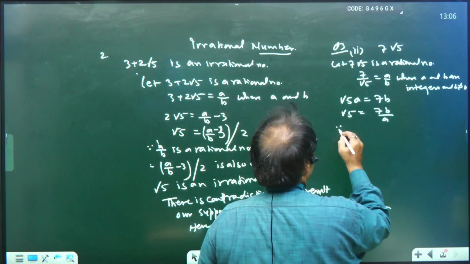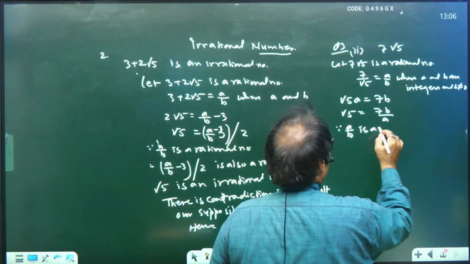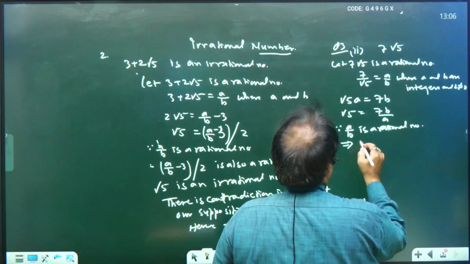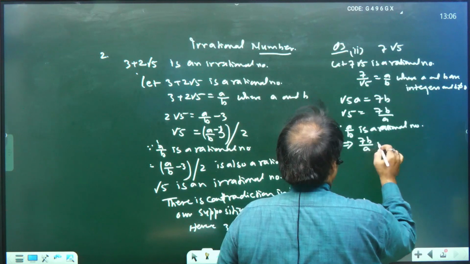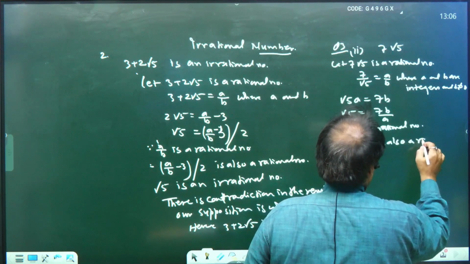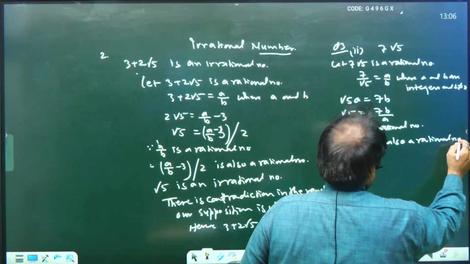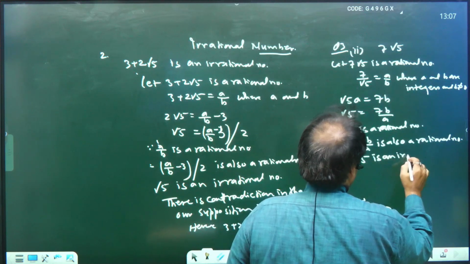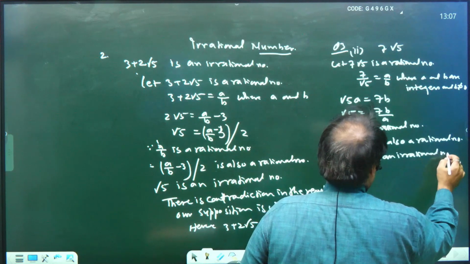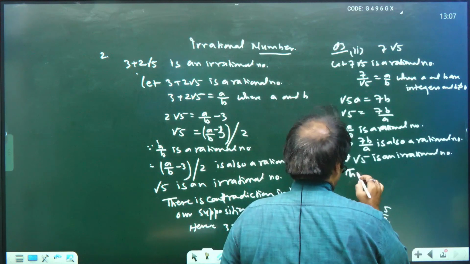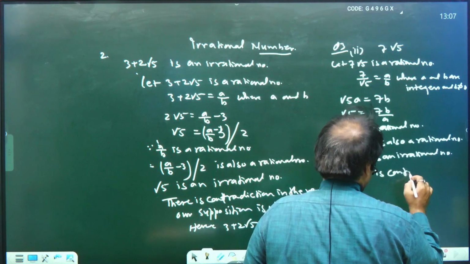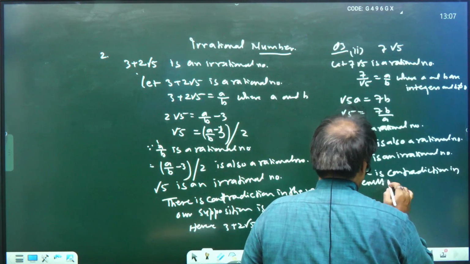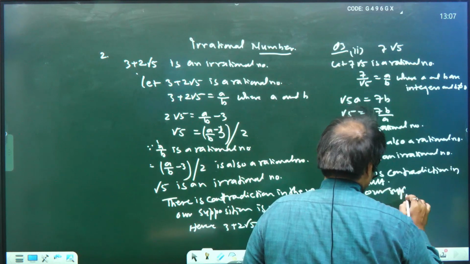So since a by b is a rational number, this implies that 7b by a is also a rational number. But root 5 is an irrational number. So there is a contradiction in the result. So our supposition is wrong.